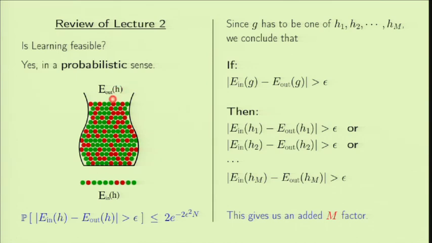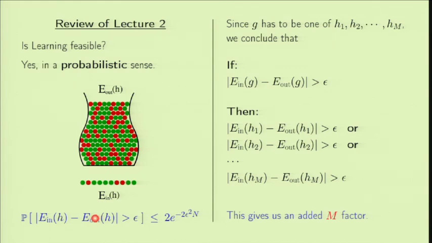And in order to be able to tell what E out of H is, the hypothesis that corresponds to that particular bin, we look at the in-sample, and we realize that the in-sample tracks the out-of-sample well through the mathematical relationship, which is the Hoeffding inequality. It tells us that the probability that E in deviates from E out by more than our specified tolerance is a small number, and that small number is a negative exponential in N. So the bigger the sample, the more reliable that E in will track E out well.